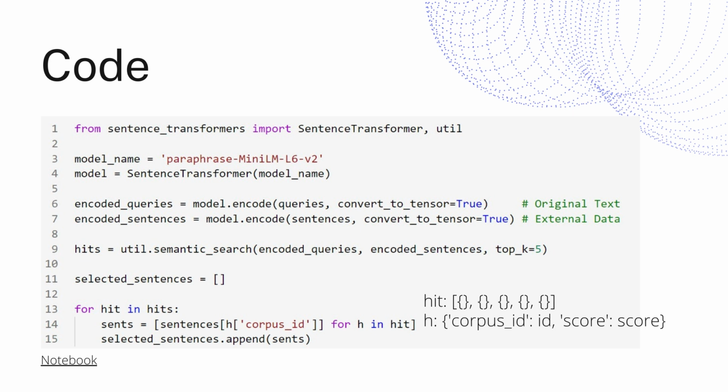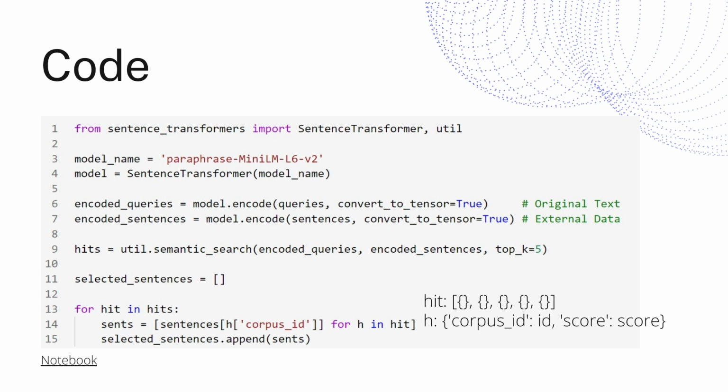Now our sentences are raw text, so we need to convert them to numerical form so that we can do our search. For that we do model.encode on the queries and pass convert_to_tensor=True. So we get the encoded queries, which are in the form of tensors. Queries here are the original text. Now we pass in the sentences to model.encode. Here the sentences are the external data that we gathered. So we get the encoded sentences.